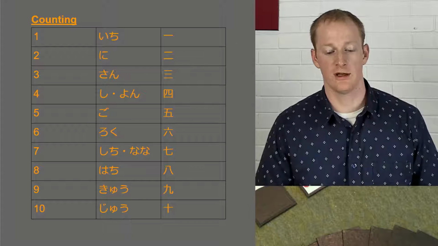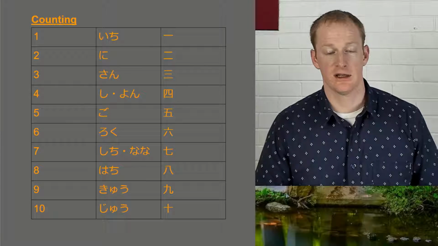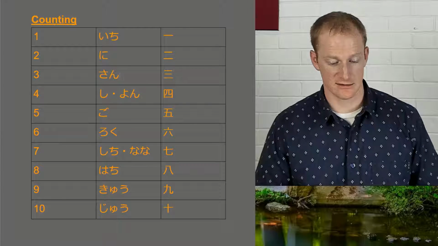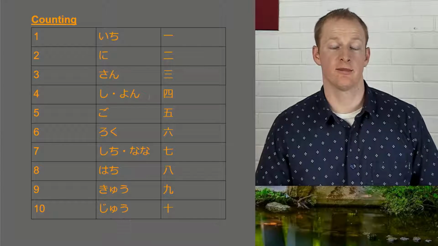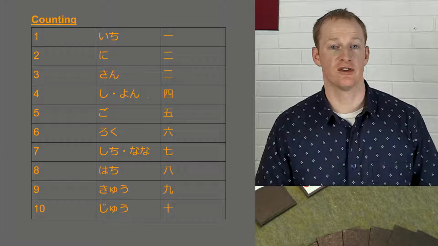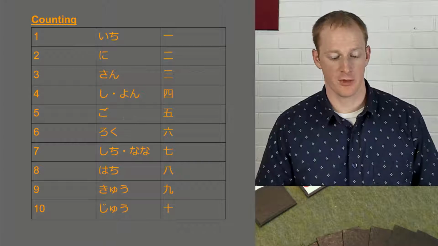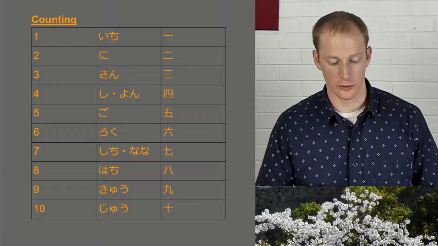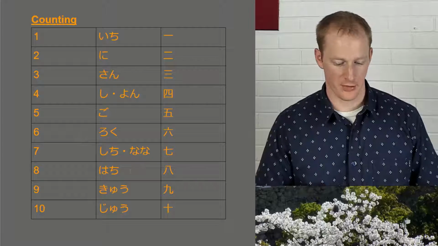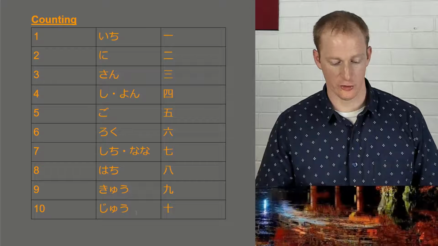But starting from 1, we have ichi, 2, 3, 4 or yon. So we're going to see that pronunciation changes with Japanese numbers quite a bit. 5, 6, 7 or nana, 8, 9 and 10.